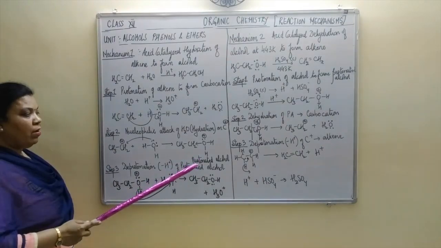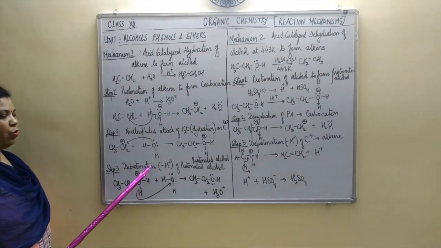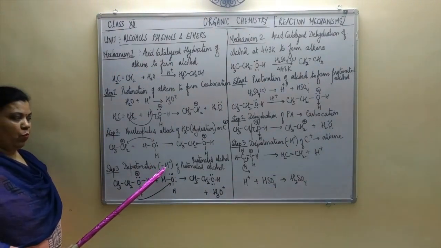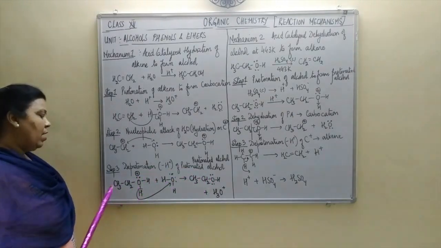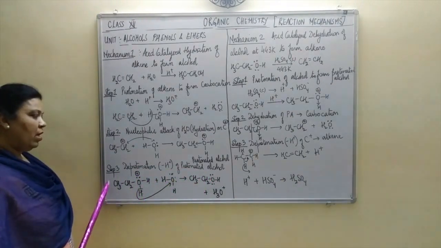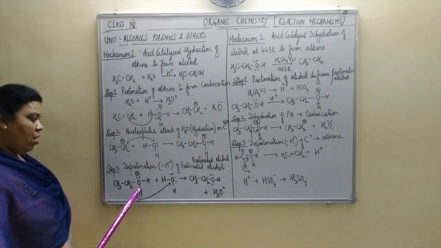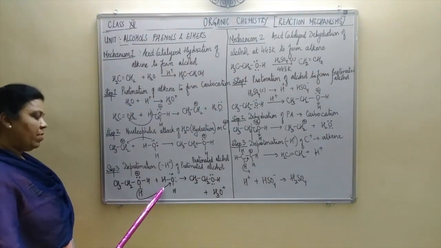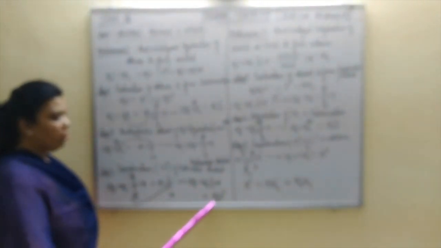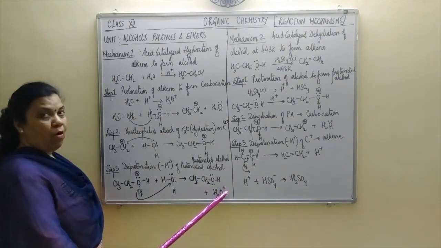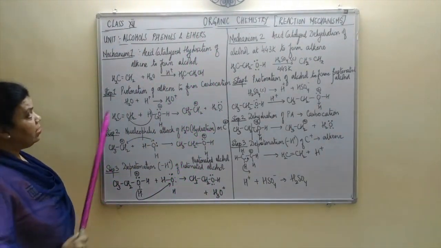In the last step, the protonated alcohol undergoes deprotonation, removal of proton. It results in the formation of alcohol. Removal of proton occurs from this so that it results in the formation of alcohol along with the hydronium ion formed as the byproduct. So let me just recall and revise once.